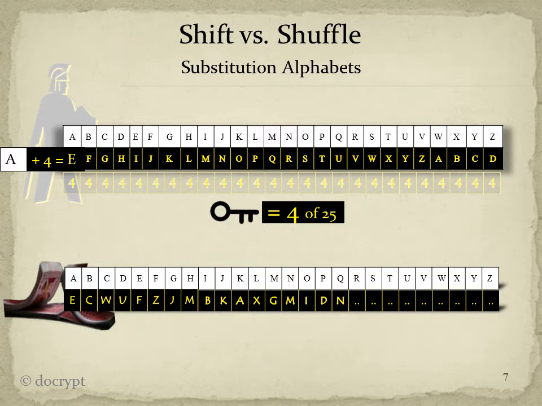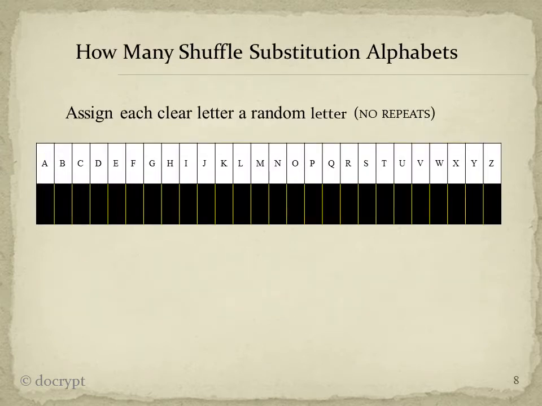Let's see how many. Now, you don't have to know this math to use encryption, but hopefully some of you may be interested in math, so we'll show you how to figure out how many substitution alphabets you get from using the shuffle method. If your eyes glaze over on this, just skip the slide.